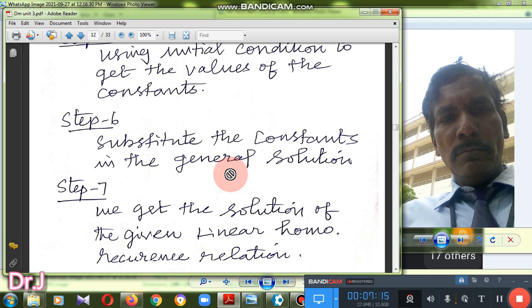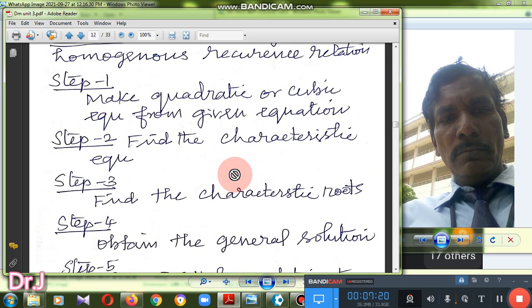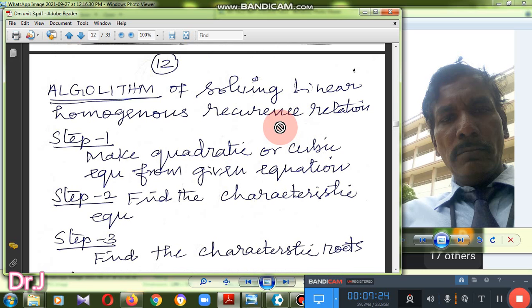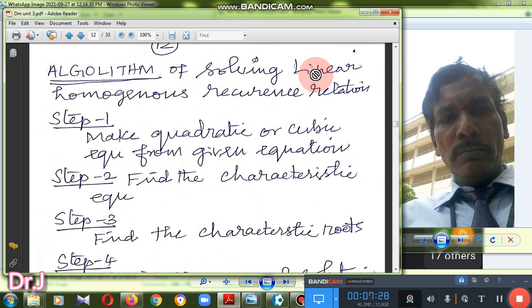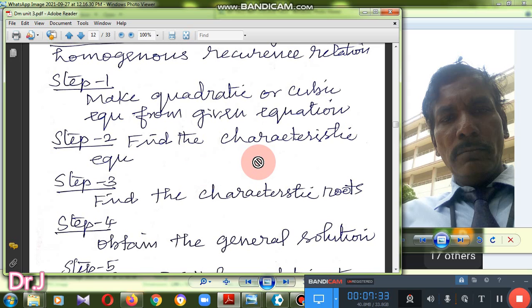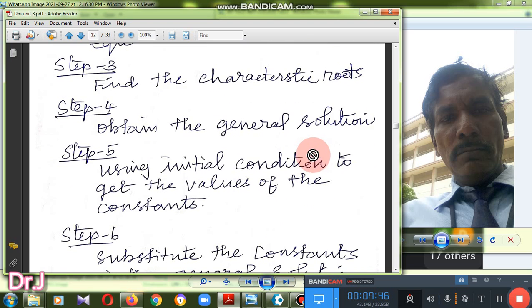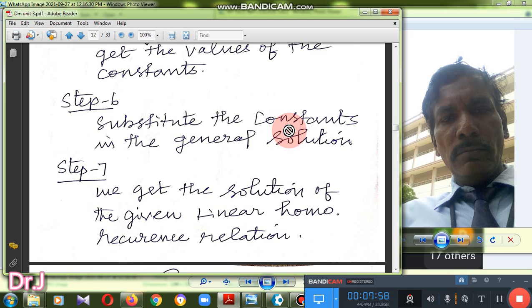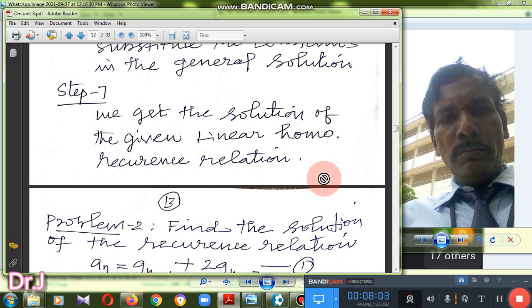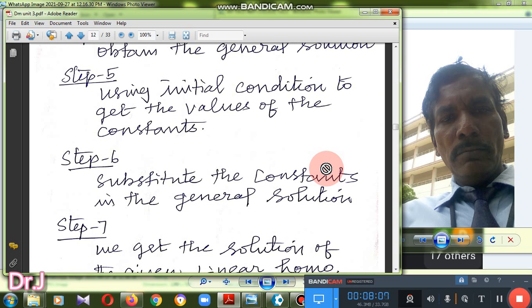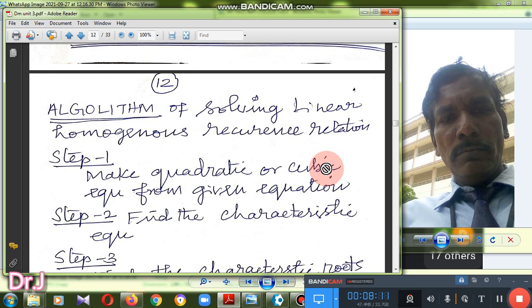Let me recall what I said about the algorithm for solving a linear homogeneous recurrence relation. This is a very important 10-mark question that they may ask. First, change the given equation into a quadratic or cubic equation, then you get the characteristic equation. From it you find the characteristic roots. From the roots we get the general solution. The general solution consists of constants, so by substituting the initial conditions we get the constant values, and substituting them in the general solution we get the solution for our linear homogeneous recurrence relation. This may also be asked as a 5-mark question: write the algorithm for solving linear homogeneous recurrence relations. So you must be ready for that.